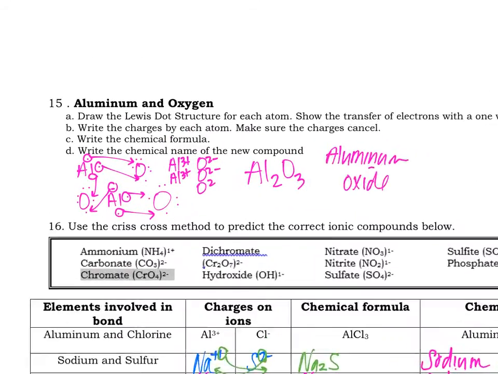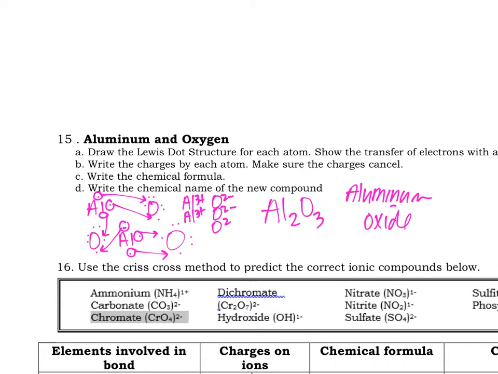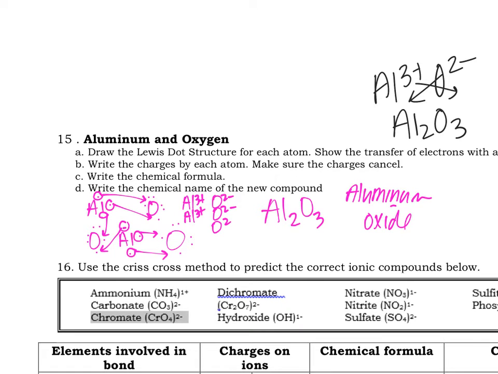On to the next page, same deal with my aluminum and oxygen. You might start to get good at this and be able to do your shortcut. So Al3+, O2-. I'm going to crisscross, and I get Al2O3. So that's the shortcut method.